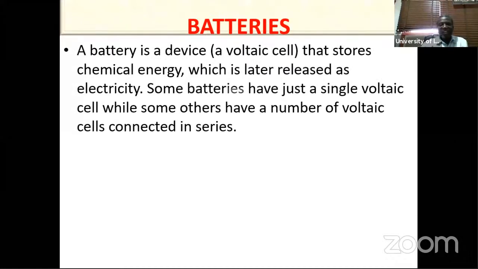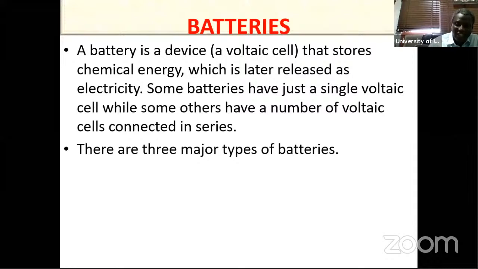I'm sure you're also familiar with batteries. But what happened is that a definite definition of battery is that it's a device that stores chemical energy, which is later released as electricity. That means they are spontaneous. You have chemical components, then later they are released as electricity. So some batteries have just a single photovoltaic cell, while some have a number of cells that normally are connected in series. And there are 3 major types of batteries.